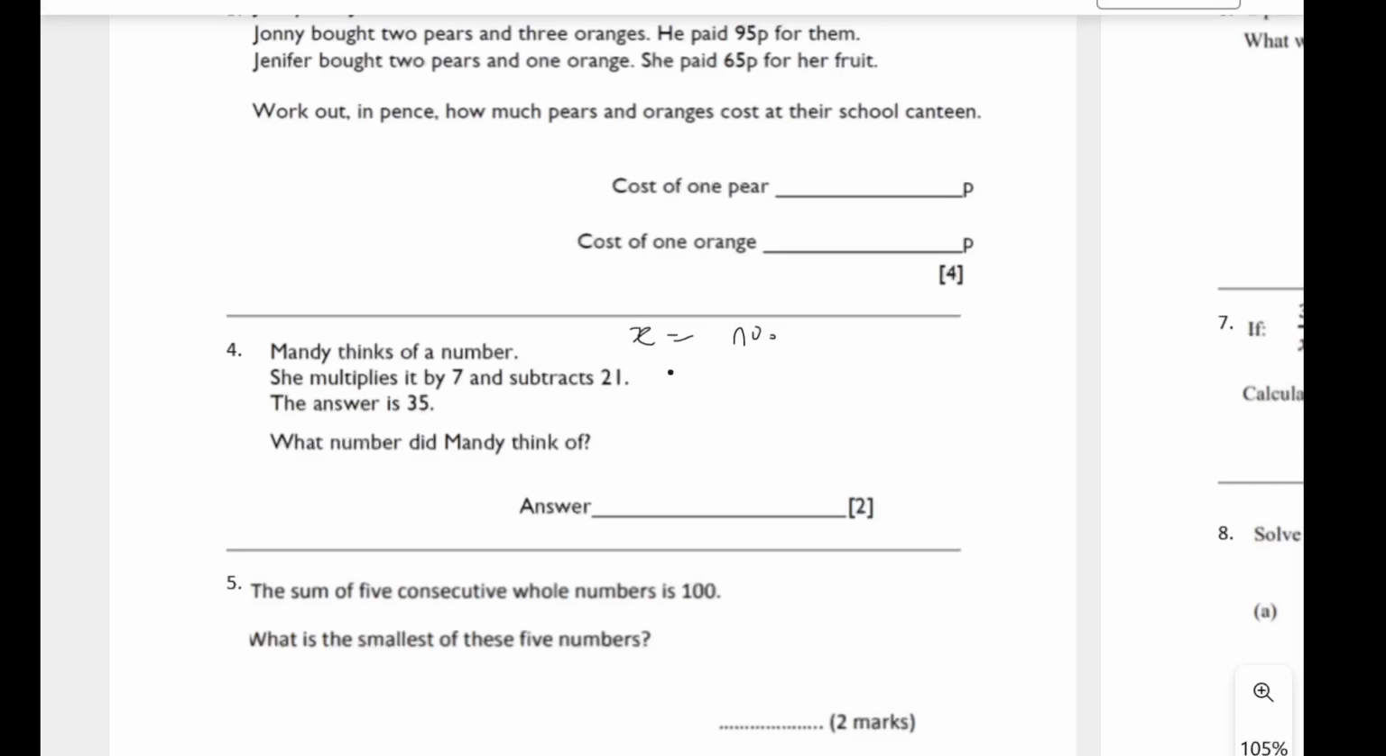She multiplies this number, which means 7 times x, so 7x, and subtracts from this total 21. Now they tell us that the answer to this equation, they've basically told us how to write an equation, is equal to 35. Let's solve this equation to find x, i.e. Mandy's number. Let's keep 7x on this side, and we're going to add 21 to both sides to get it onto this side. So 35 plus 21.